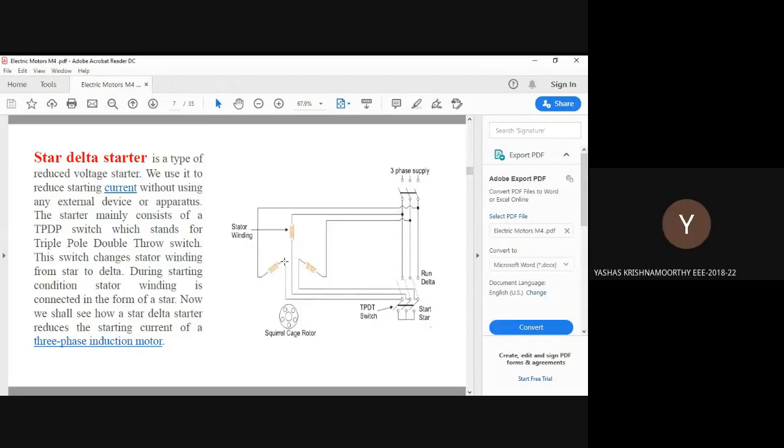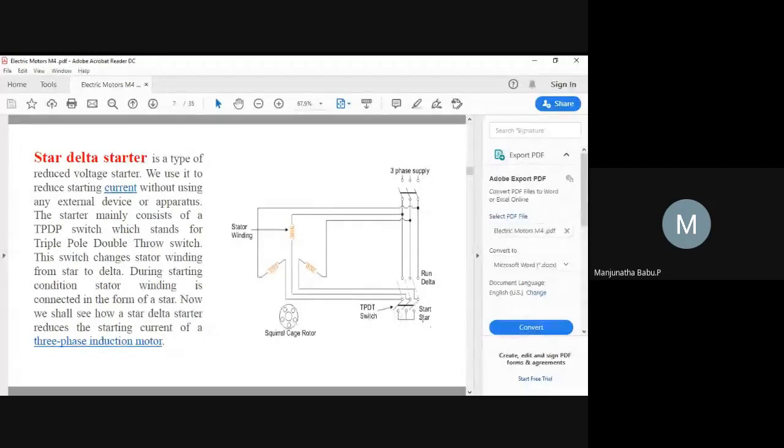If you see all these three finishing ends, generally this motor consists of 6 terminals. So 3 starting terminals and 3 finishing terminals. Starting terminals are connected to the supply, and finishing terminals will be connected to the switch here, that is the TPDT switch. So here the TPDT switch will be switched to 2 positions. During the starting position, this will be connected in star. Here all the 3 terminals are shorted. So when all the 3 terminals are shorted, it will be connected in star.